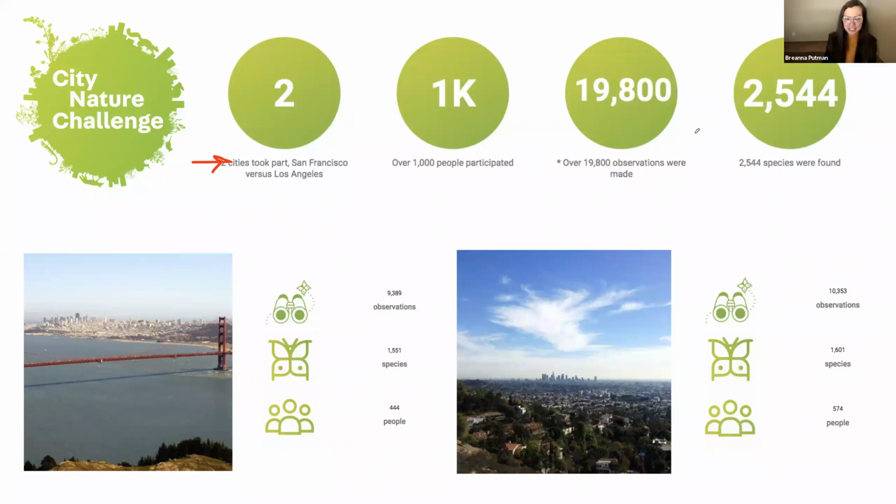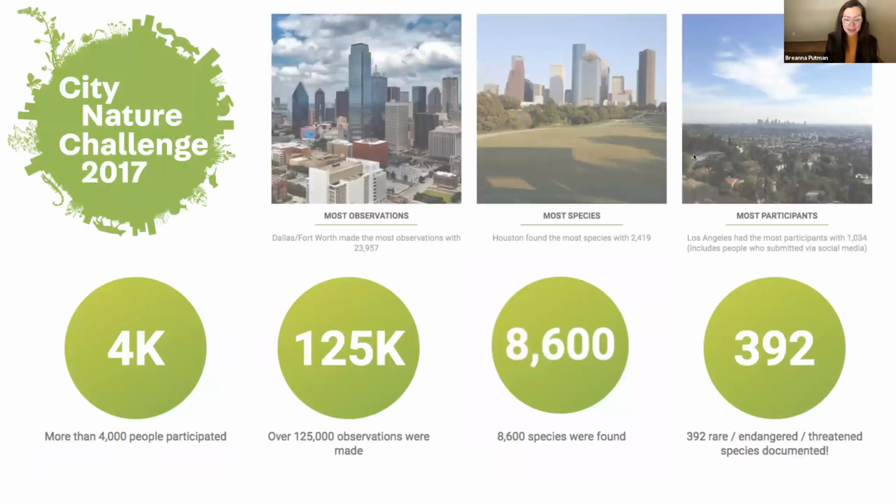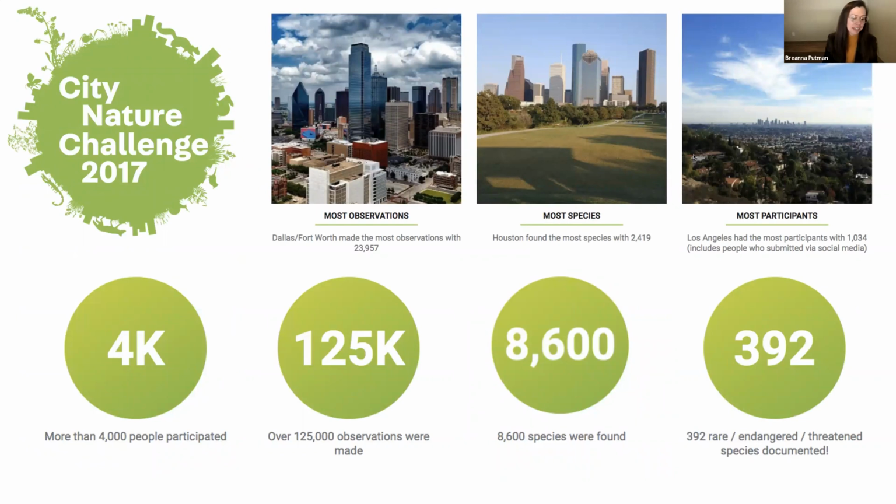So the next year, in 2017, it was expanded to the rest of the United States. So 17 cities participated in the 2017 City Nature Challenge. And again, it just grew. More than 4,000 people participated in that event. More than 8,000 species were documented, including lots of rare, endangered, or threatened species, which was really cool. So maybe understanding more about these vulnerable populations. And just lots of people participated, thousands of people got involved in 2017.